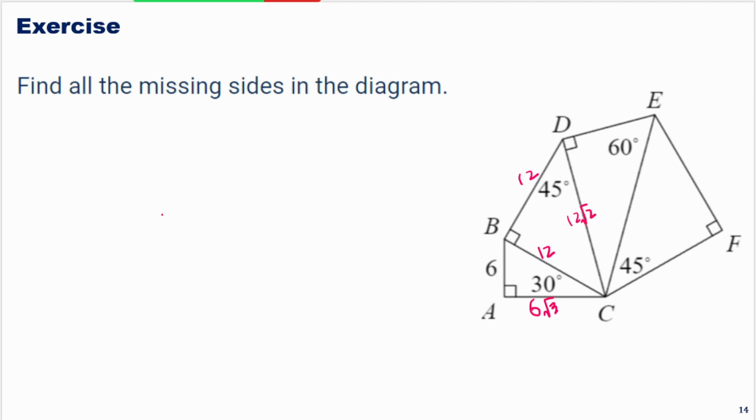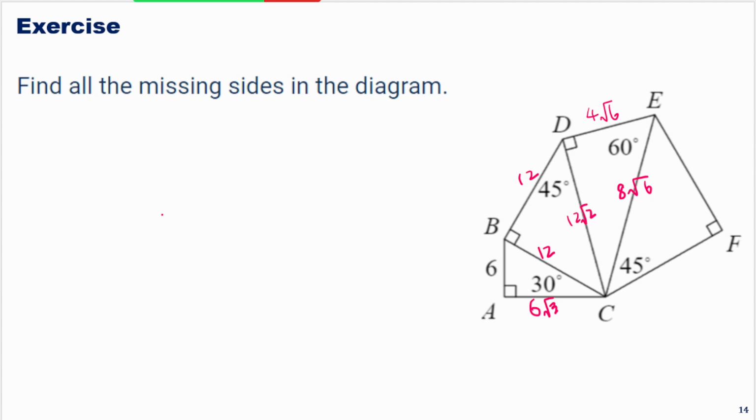Then consider right triangle DCE, which is a 30, 60, 90 triangle, and CD is the longer leg. So we have CD equals DE times square root 3. Since CD equals 12 times square root 2, we have DE equals CD over square root 3, which gives us 4 square root 6. And then EC is twice DE, which is 8 square root 6.